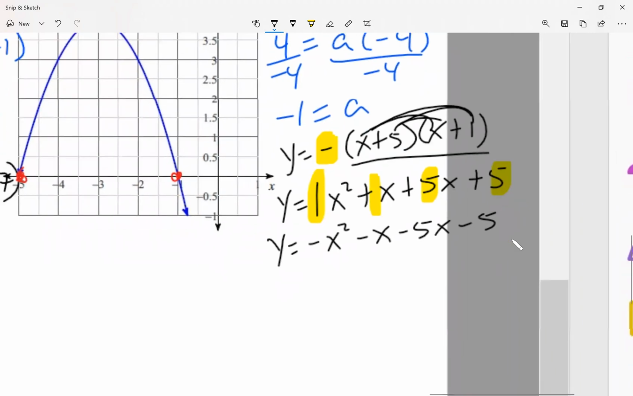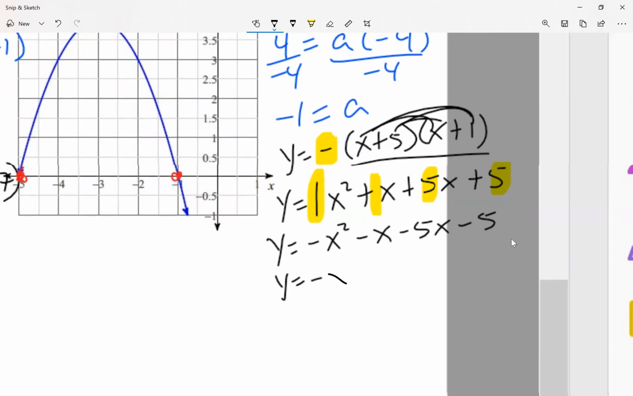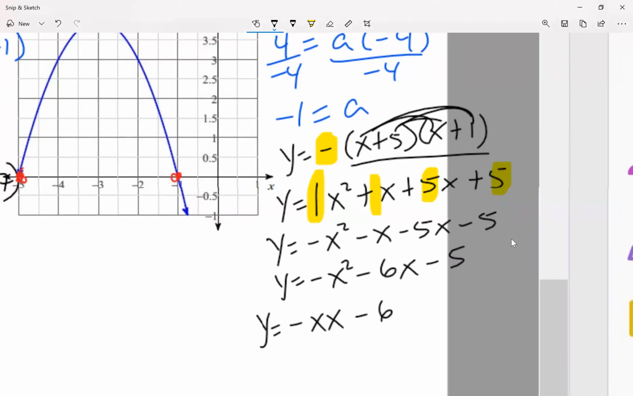If I'm writing this, just combine like terms. So we're going to get y equals negative x squared minus 6x minus 5. That's if you write it. Now, how are you going to type it? y equals negative x x minus 6x minus 5.